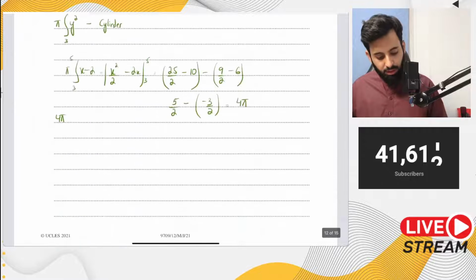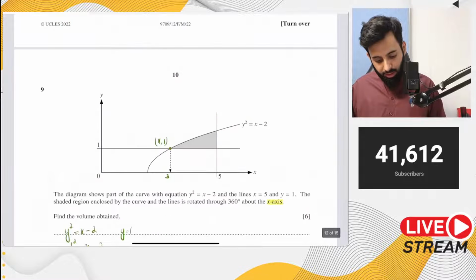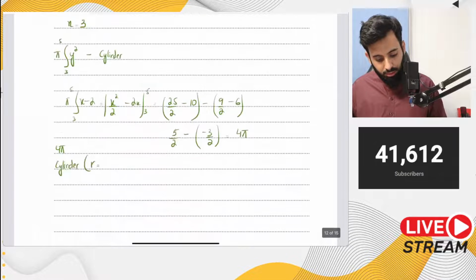Now let's talk about the cylinder, which is basically the line. What will be the radius of this cylinder? The radius of the cylinder will be 1, and what will the height be? The height will be 2. So radius is 1 and height equals 2.